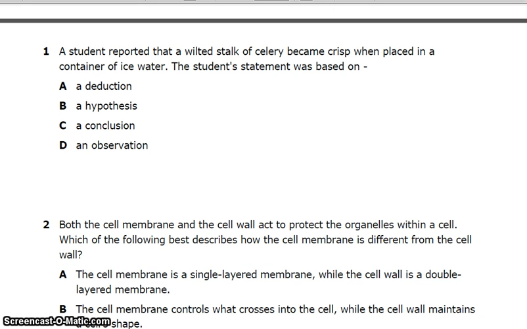Question 1. A student reported that a wilted stalk of celery became crisp when placed in a container of ice water. The student's statement was based on a deduction, a hypothesis, a conclusion, an observation.